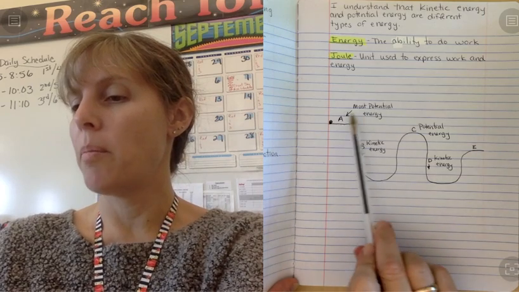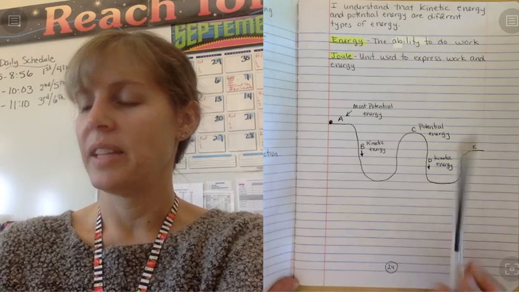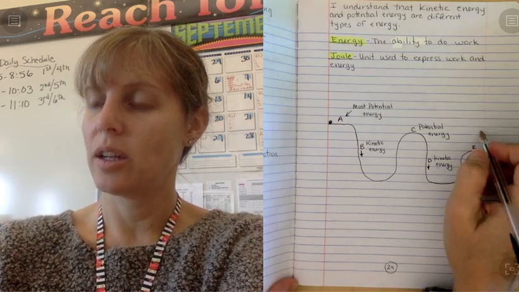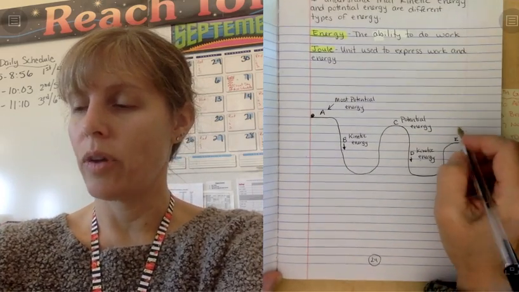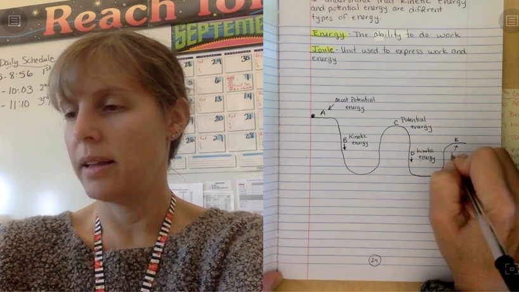Does it have more or less potential energy than point A? It has less because it's lower than point A. So I'm going to put the least potential energy. I'm just going to put least potential energy.